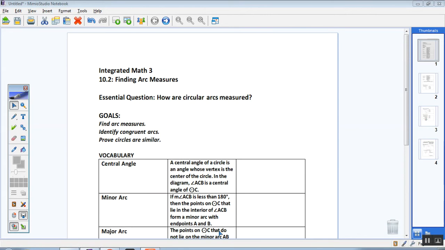So 10.2 here, we'll get started. I think 10.1, you guys feel pretty good about that stuff? Yep. Tangents, lines of tangents, secants, all that stuff. So today what we're going to look at regarding circles is called finding arc measures, and this is pretty much an easy concept.